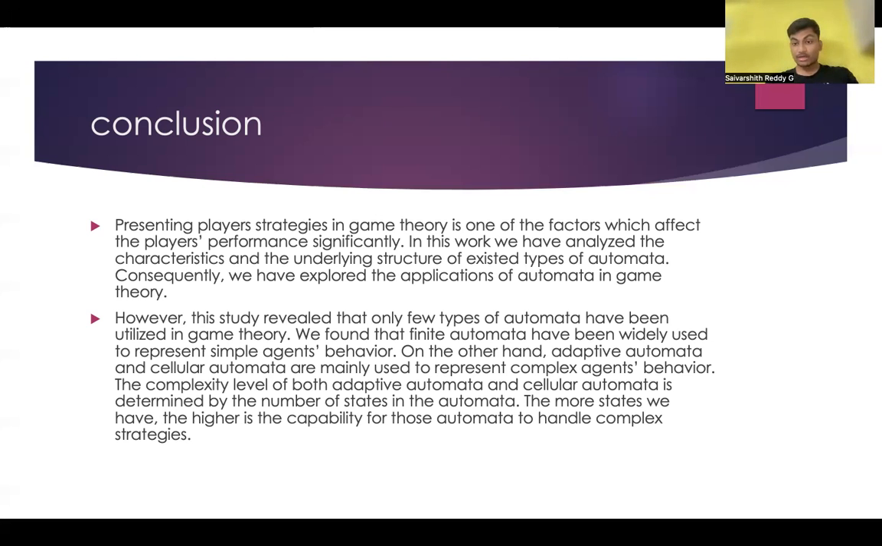We found that the finite automata have been widely used to represent simple agents' behavior. On the other hand, adaptive automata and cellular automata are mainly used to represent complex agents' behavior. The complexity level of both adaptive automata and cellular automata is determined by the number of states in the automata. The more states you have, the higher is the capability for the automata to handle complex strategies. Thank you.